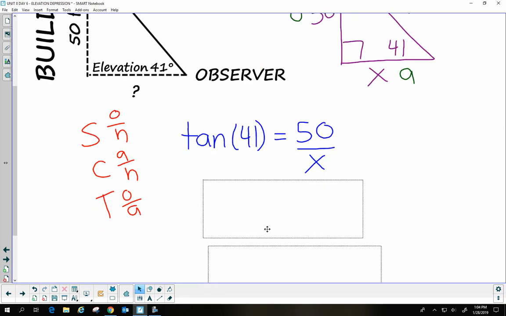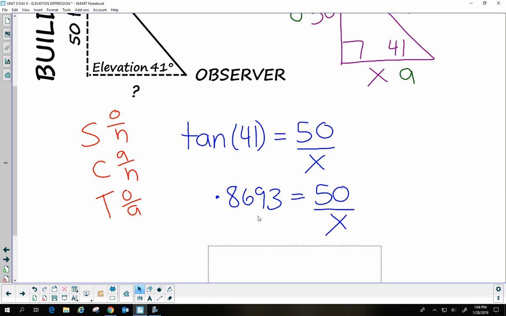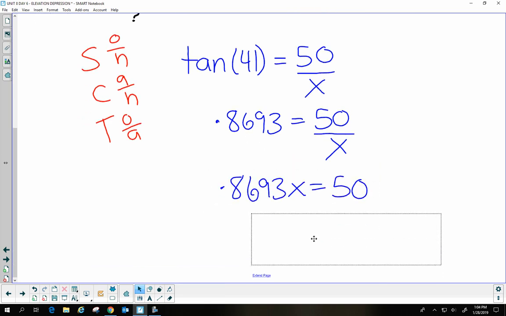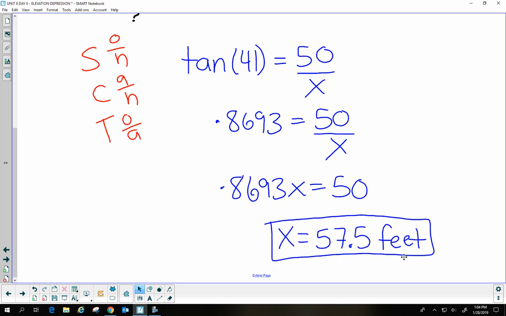I'll plug tangent in there, multiply both sides by x, divide both sides by 0.8693, and get that this observer is standing approximately 57.5 feet away from the building.